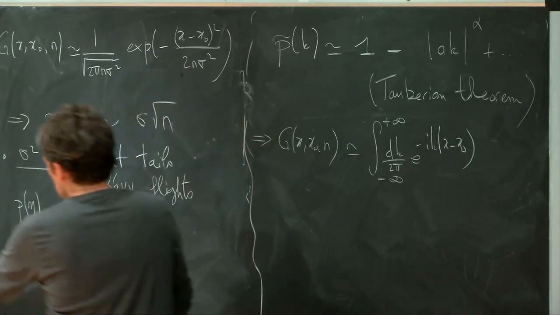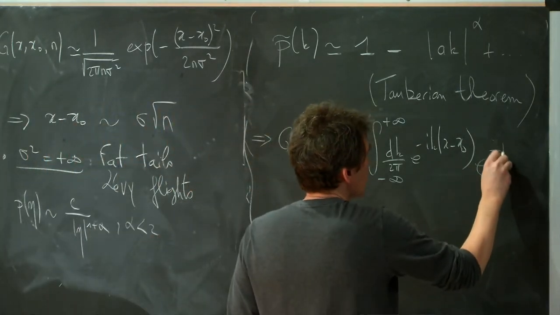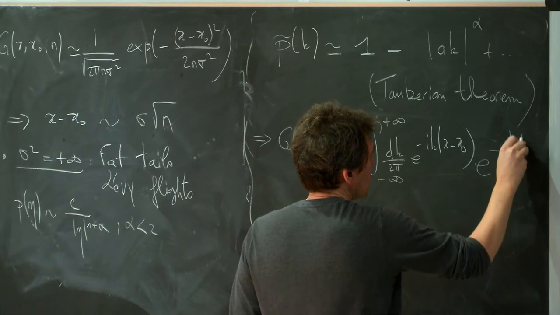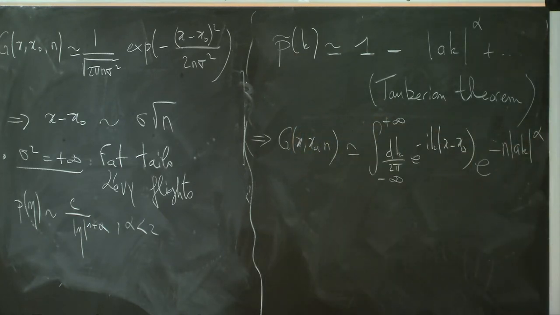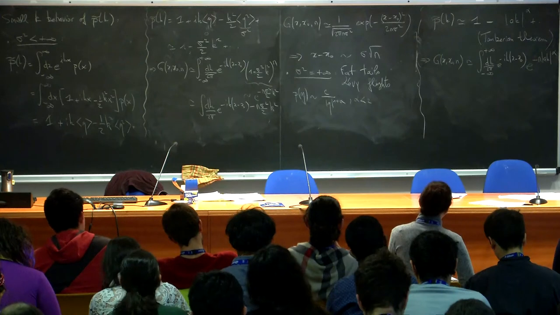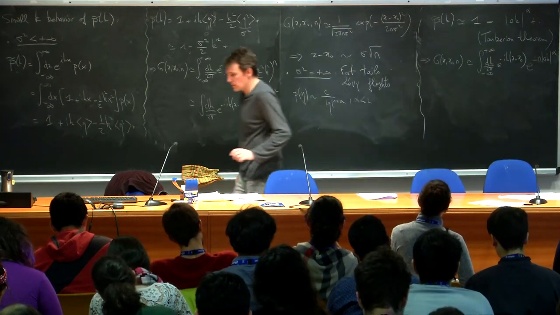Okay, so I'm just doing the same thing. I'm re-exponentiating the whole thing, and I get exponential minus a and ak to the alpha. If it goes too fast, please stop me. The idea is not to go too fast, so if there is something that is not clear, please tell me.